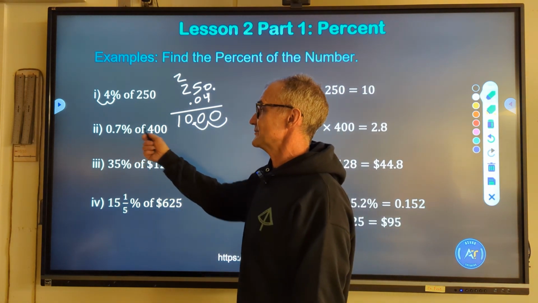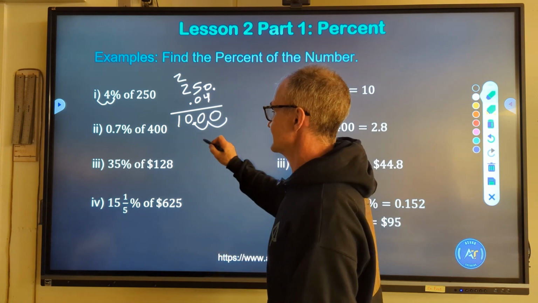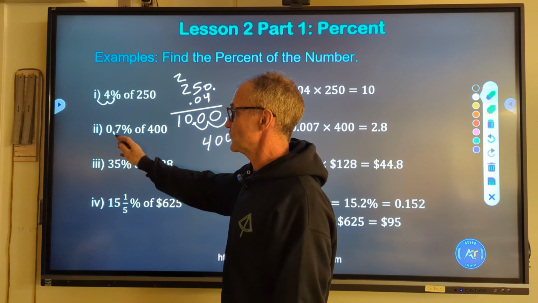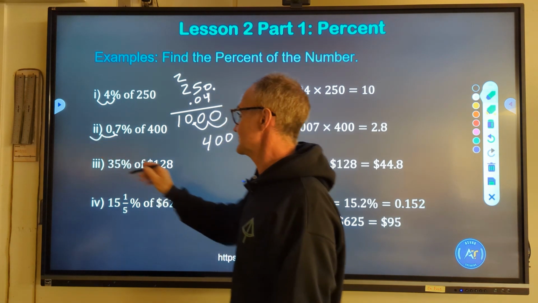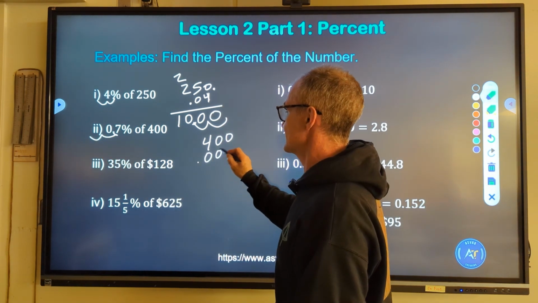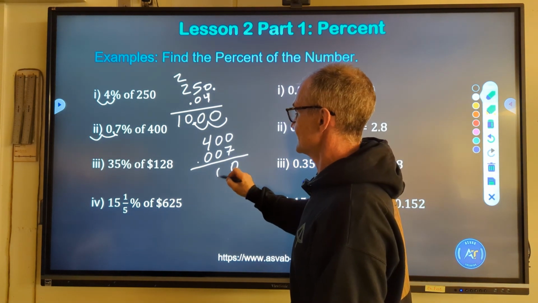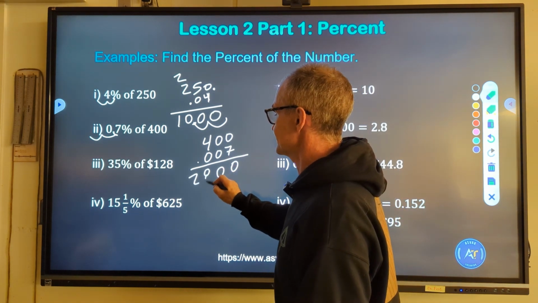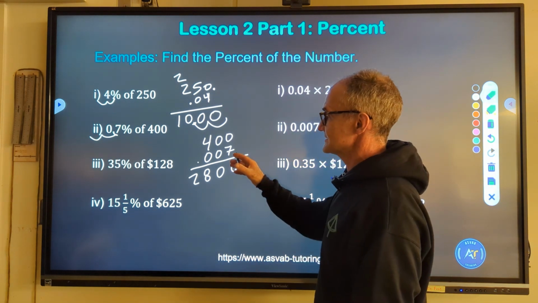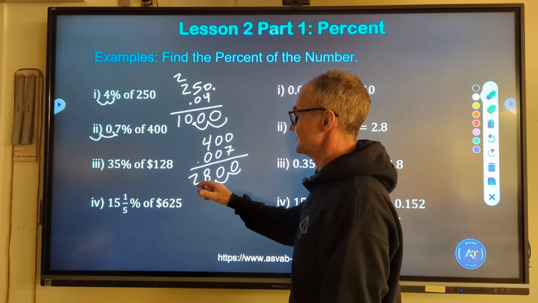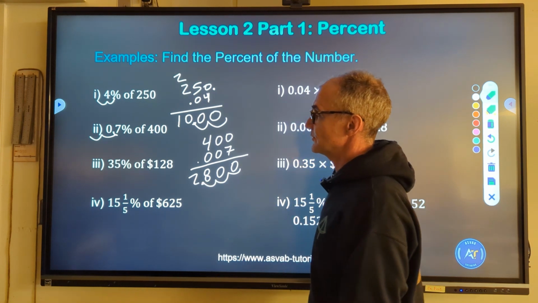So 0.7% of 400, that's going to be pretty small, right? Because this is over 1, 2, 0.007. So that's going to give me 0.0028. Then my decimal place is over 1, 2, 3. I go over 1, 2, 3, and I get 2.8.